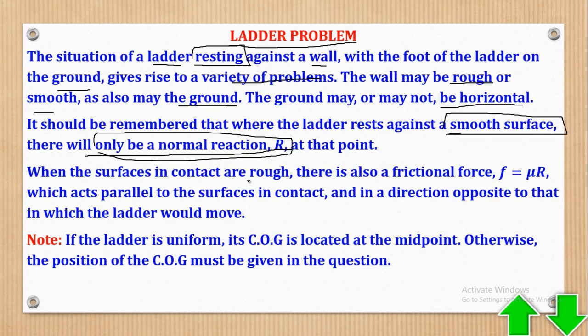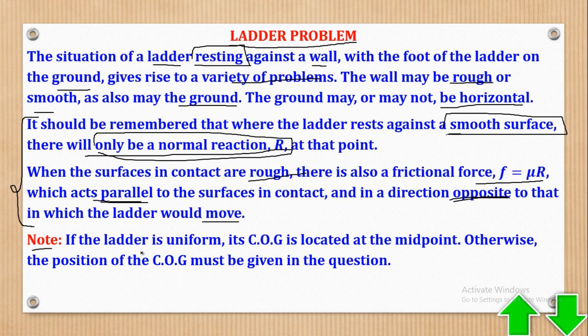However, if the surfaces in contact are rough, what does that mean? It means that there is also a frictional force, which acts parallel to the surfaces in contact and in the direction opposite to that in which the ladder would move. So know that the frictional force acts parallel to the surfaces in contact and in the direction opposite to that in which the ladder would move. When you know these two, then this topic will be easier. When the surface is smooth, only normal reaction. When it is rough, there is both normal reaction and frictional force. We shall see how those forces are got.